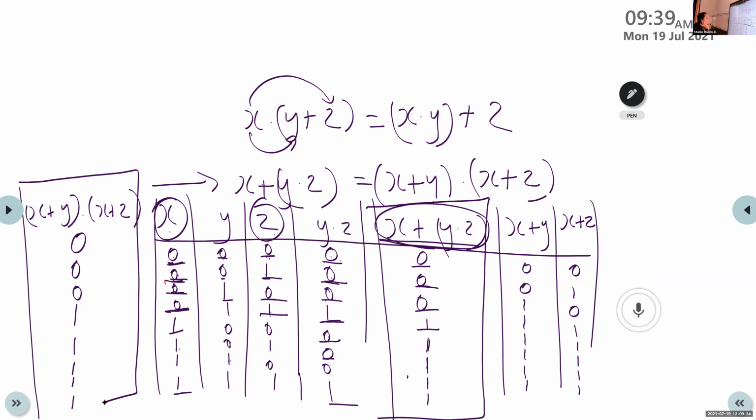Any doubt regarding the second distributive law truth table? Anyone? No response? Why? Is it not clear? No doubts, ma'am. Okay. So draw the logic circuit for the second distributive law, that is x plus y dot z is equal to x plus y into x plus z.